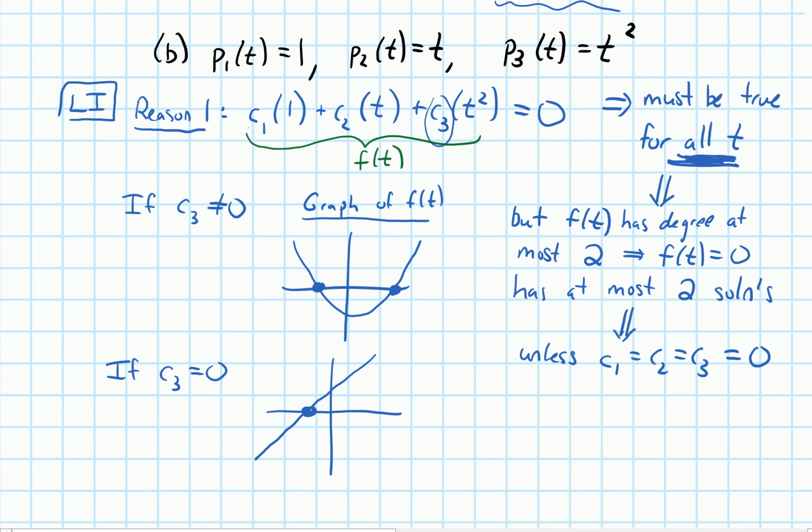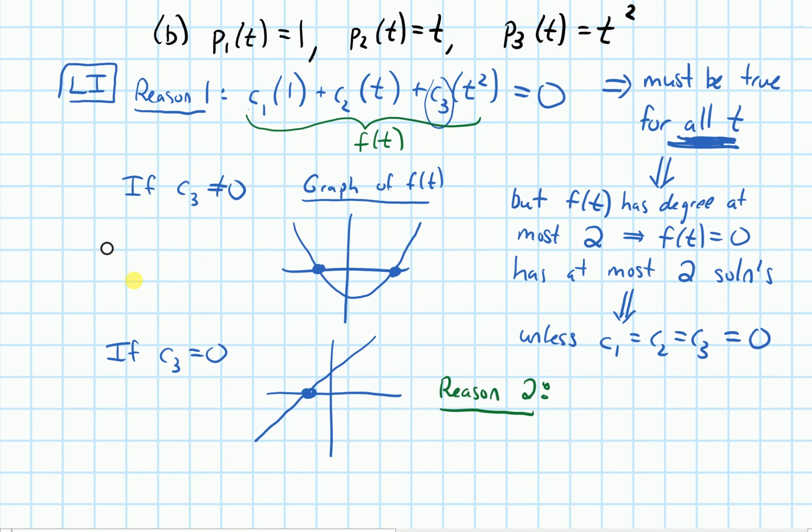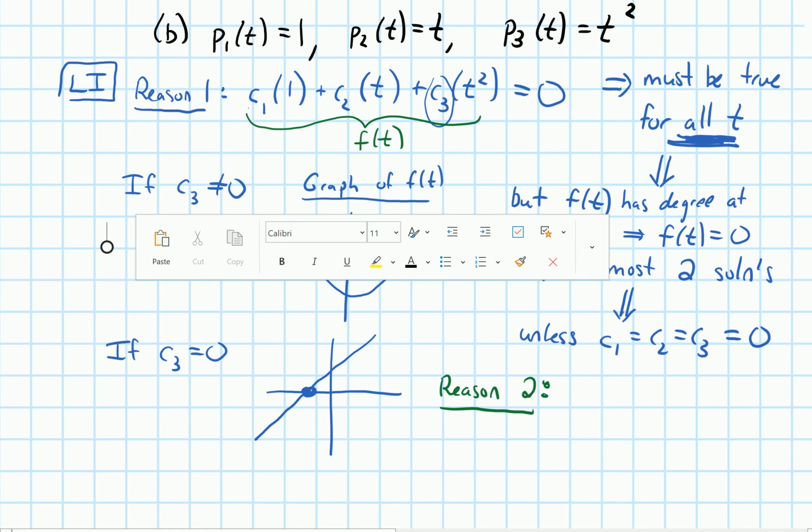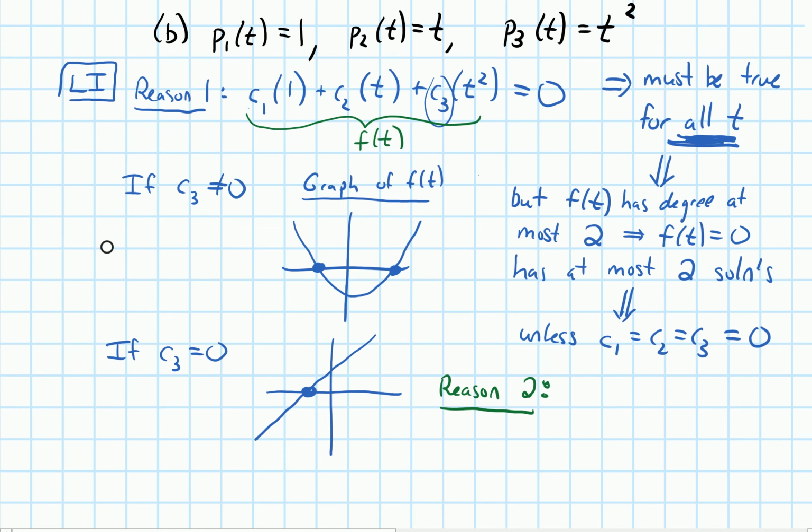Okay, so I promised I'd give you guys one other reason for why these 3 polynomials are linearly independent. And this one I think is a little bit more conceptual. It's a little bit quicker, I think, as well. Okay, so the other reason is that none of these 3 polynomials, P1, P2, and P3, are linear combinations of the others.